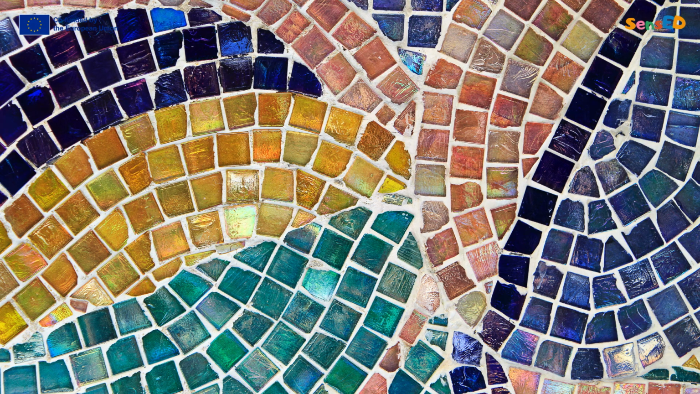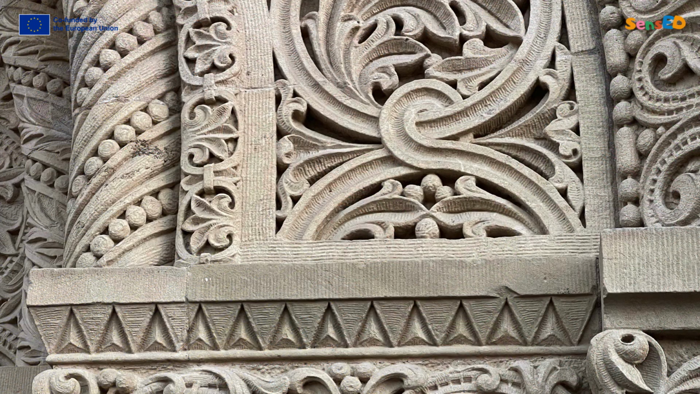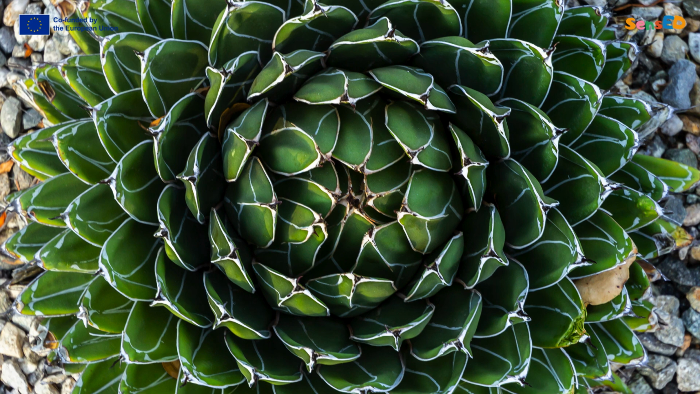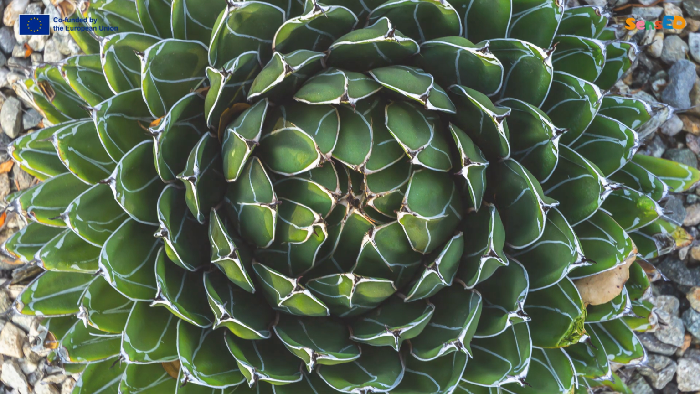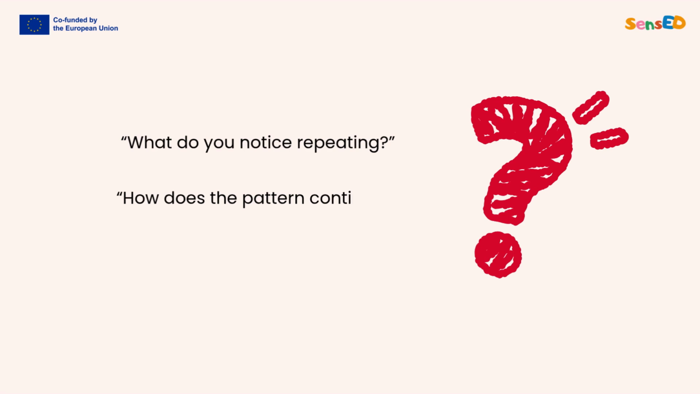Begin by introducing the concept of patterns. Show students examples of patterns from different contexts, such as mosaics, geometric designs, textiles, architecture, or natural forms. Encourage them to observe carefully and identify what repeats. Ask questions such as, "What do you notice repeating? How does the pattern continue? What shapes or colors are used?" This discussion helps students recognize visual sequences and prepares them for their own creative work.